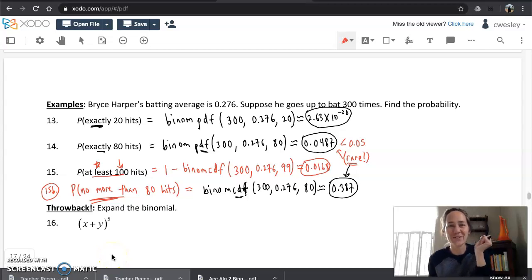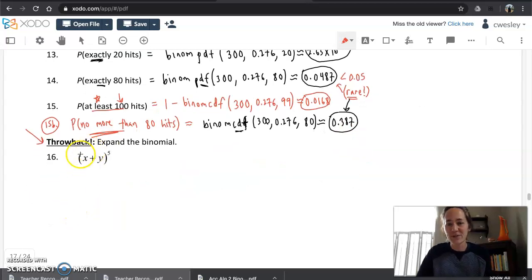This is our final day of binomial distribution practice, and I'm looking at statistics packet page 17 for starters. We're backtracking and actually going to add a little throwback. I don't know if it's a Thursday, but we have a throwback for you today. We're going to start with number 16 where it says expand.